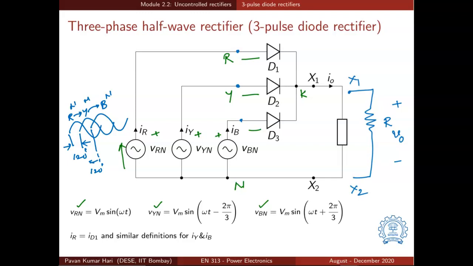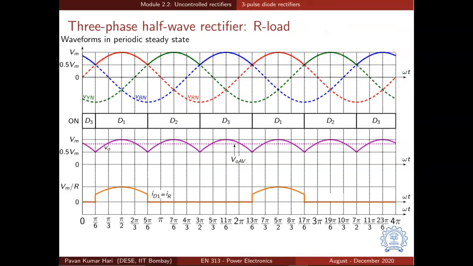Of course, as long as this current is positive. This current can only be positive. The current coming out of the common cathode terminal can only be positive or zero. So D1 can conduct when VRN is the maximum among the three. Similarly, D2 can conduct when VYN is the maximum among the three, and D3 can conduct when VBN is the maximum among the three. That is what is shown here.